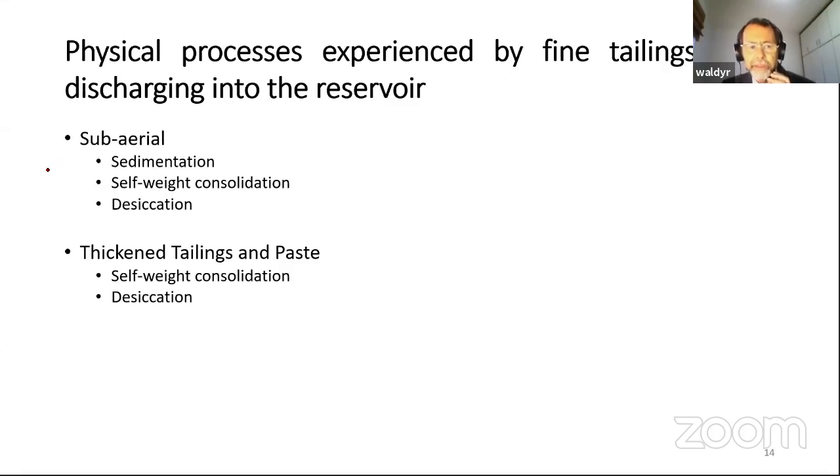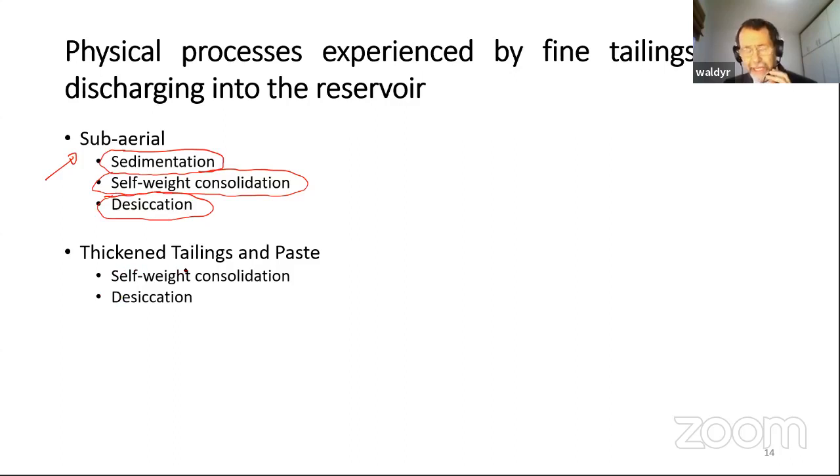When you talk about subaerial disposition, because you are discarding material without any dewatering, the material is going to experience sedimentation once it is in the reservoir. After that, it's going to have a self-weight consolidation. And if you remove the water on top of this material, then you have a chance for desiccation. So these three phenomena are going to happen in the subaerial and also in the other alternative methods.